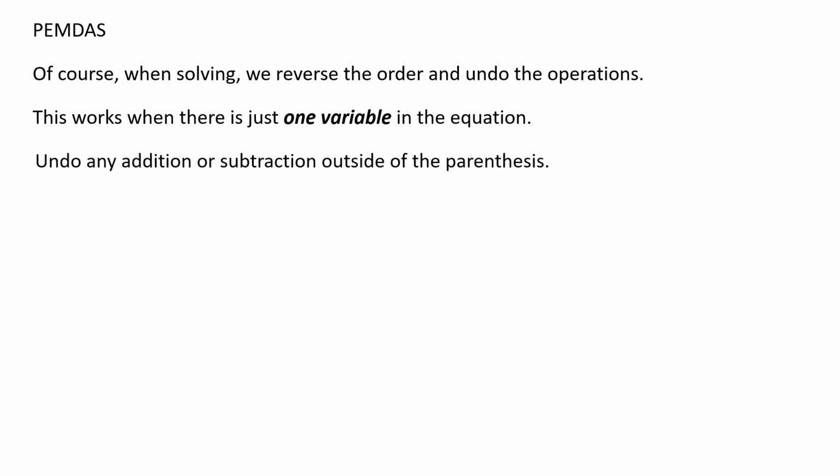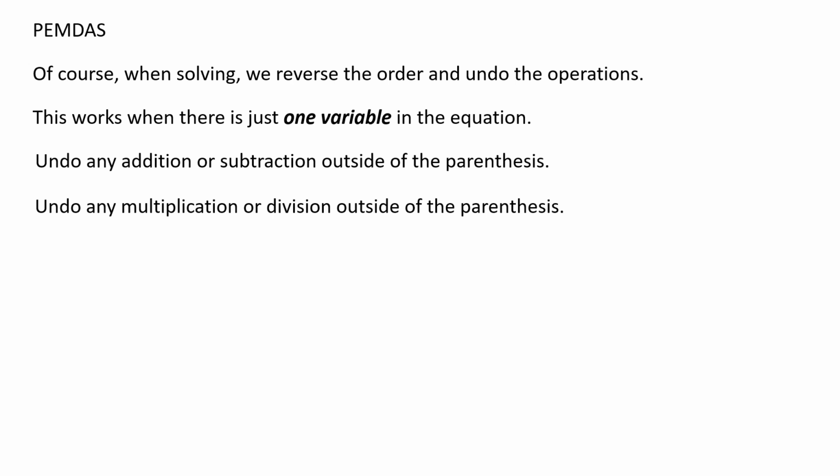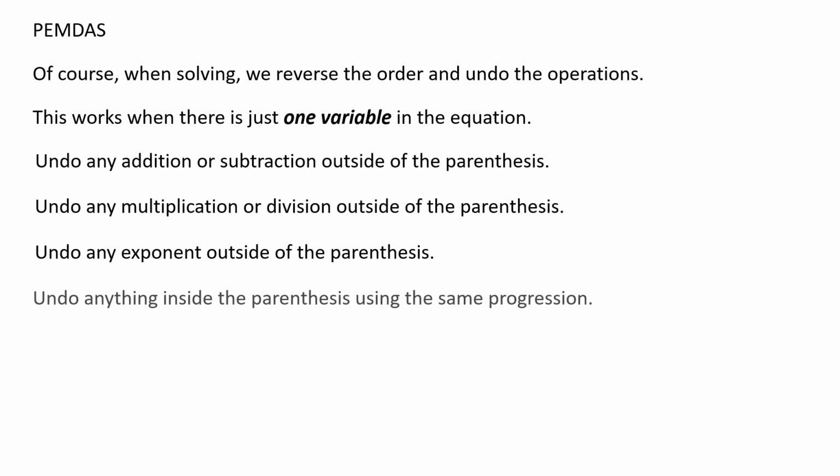We start by undoing any addition or subtraction that's outside of the parentheses. We will then try to undo any multiplication or division outside of the parentheses. We then want to undo any exponent outside of the parentheses. And then we'll undo anything that's inside the parentheses using the same progression.